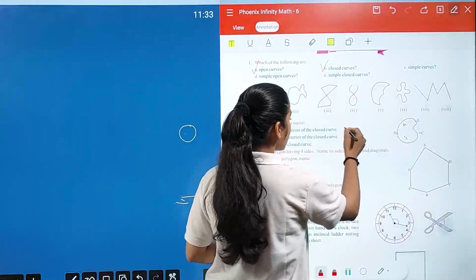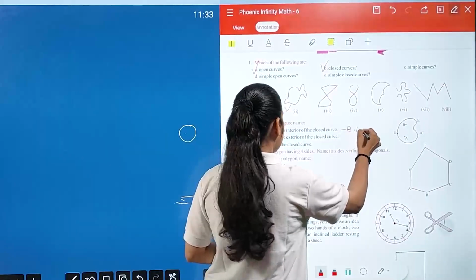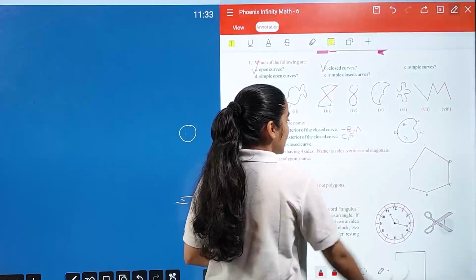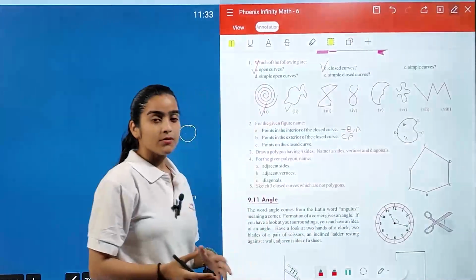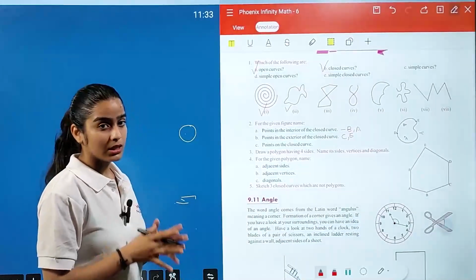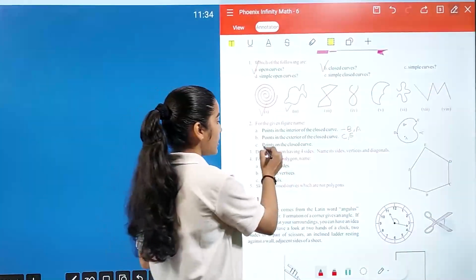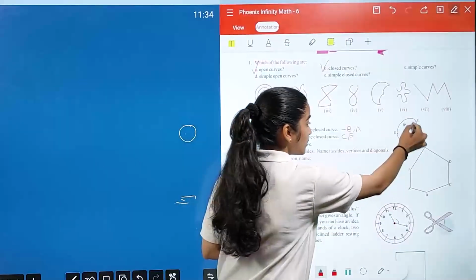So interior in the closed figures we have point B and A. Points in the exterior of the closed figure, so we have point C and E. That is very simple. The points which lie inside the figure, that is your interior points. Which lie outside of the figure, that is your outside points. Points on the closed figure. So on the closed figures we have E.